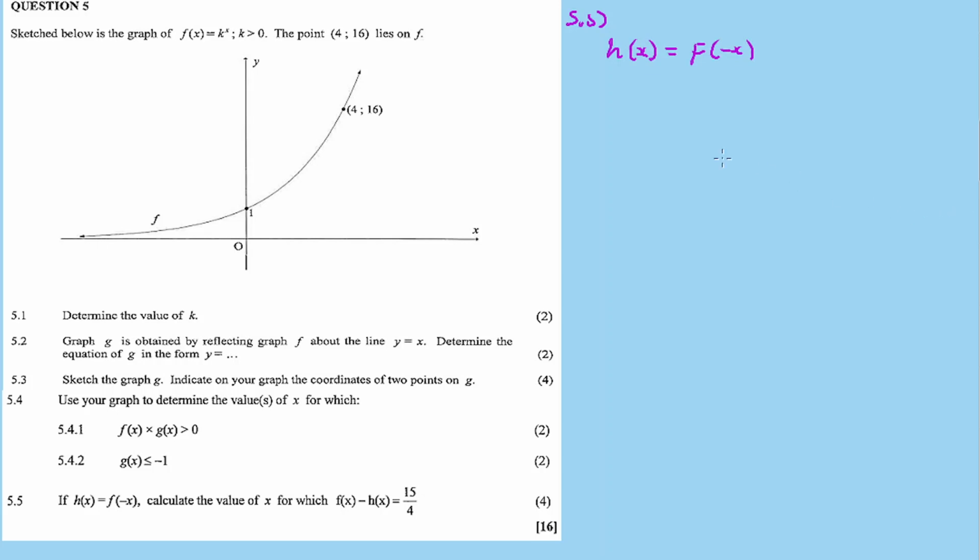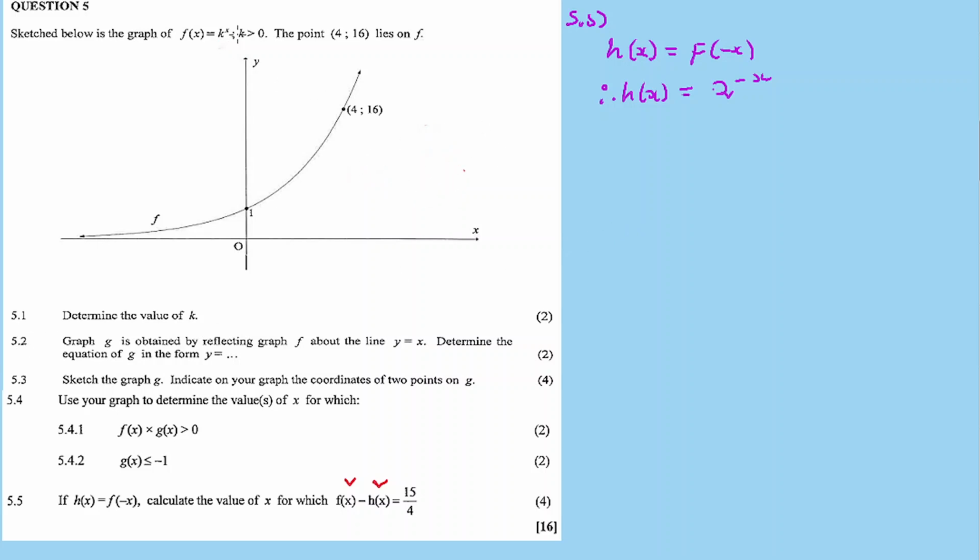Let's start off by finding the function h of x. h of x is equal to f of minus x. Look now, h of x is equal to 2 raised to exponent minus x. So f of x we know is equal to 2 raised to exponent x; we calculated the value of k and found that it is 2. Therefore f of minus x, where there's x we put minus x, so it's going to be 2 exponent minus x.